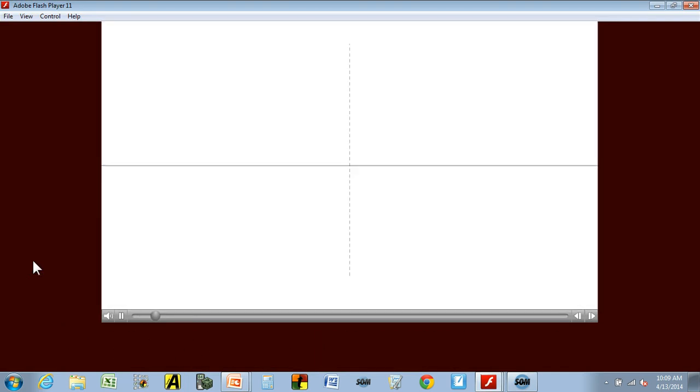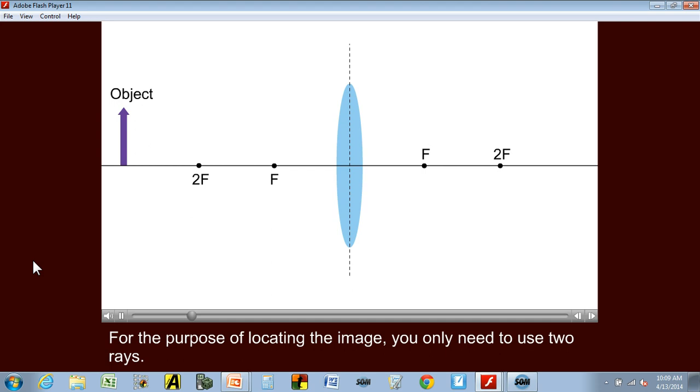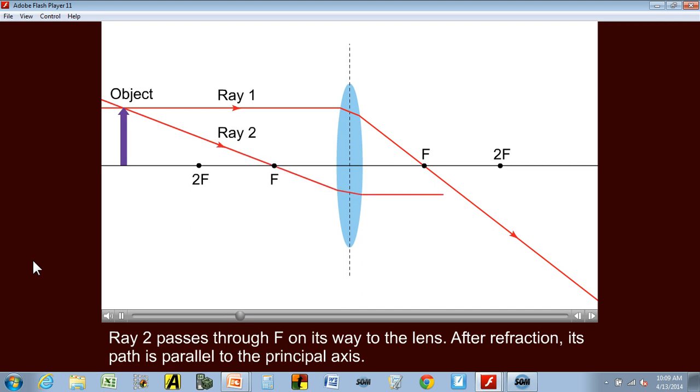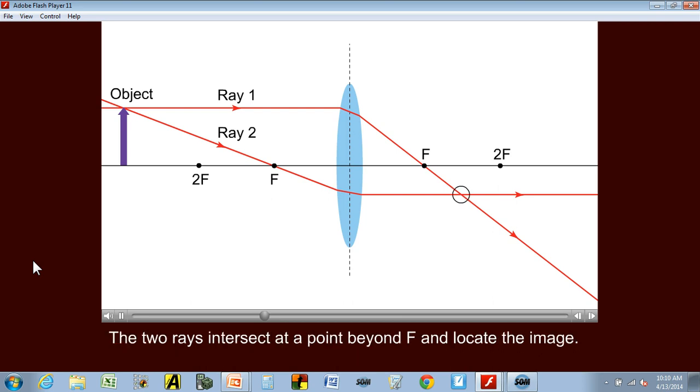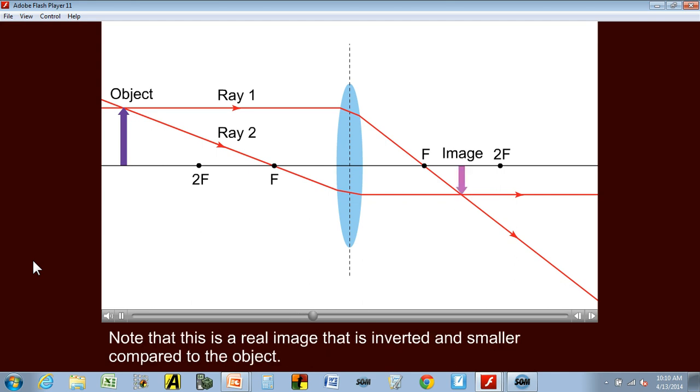And here it goes. In this animation, rays are traced from an object being viewed from a convex lens. For the purpose of locating the image, you only need to use two rays. Ray 1 is parallel to the principal axis. It refracts and passes through F on the other side of the lens. Ray 2 passes through F on its way to the lens. After refraction, its path is parallel to the principal axis. The two rays intersect at a point beyond F and locate the image. Rays selected from other points on the object converge at corresponding points to form the complete image. Note that this is a real image that is inverted and smaller compared to the object.